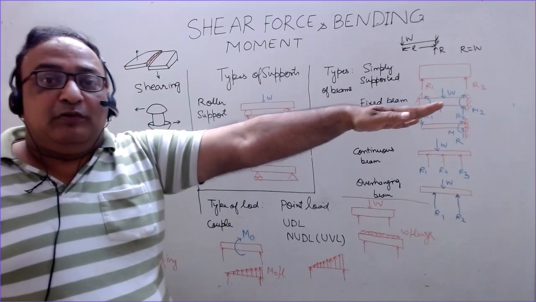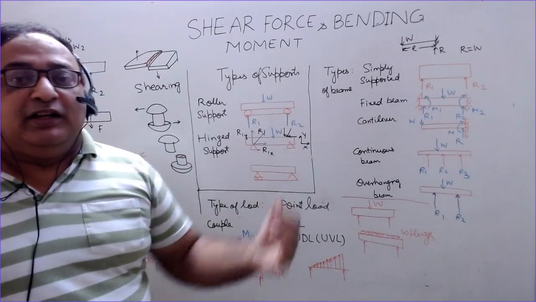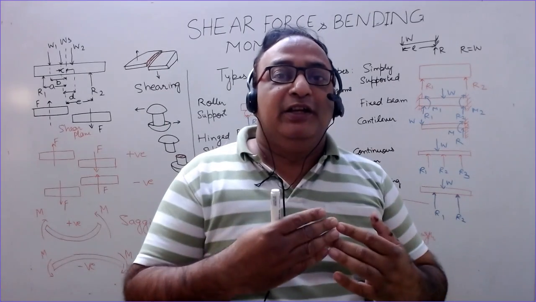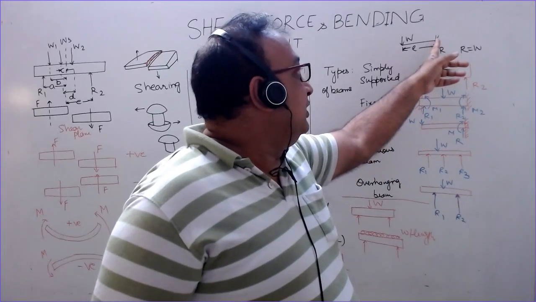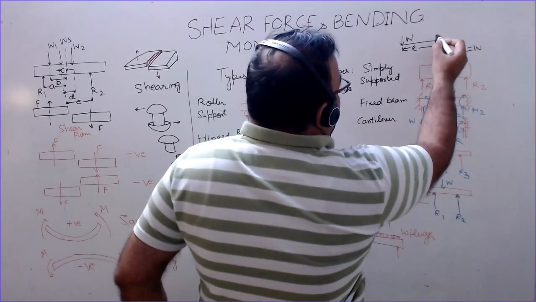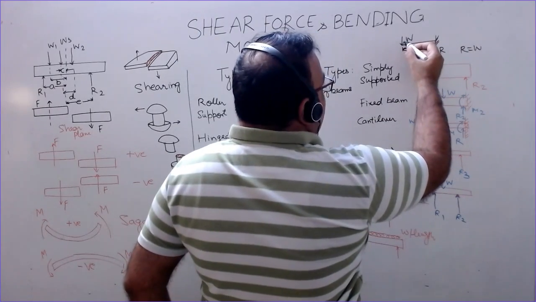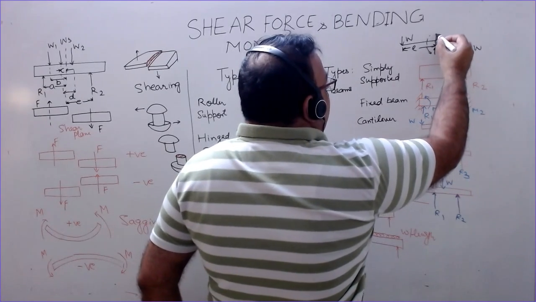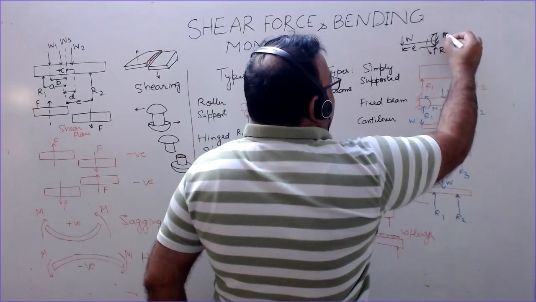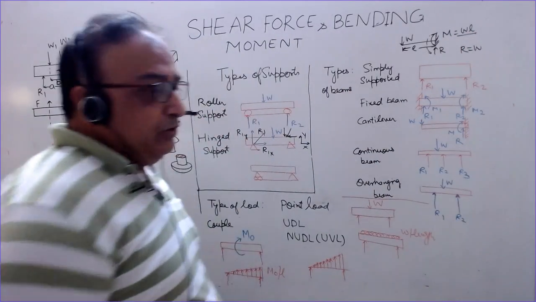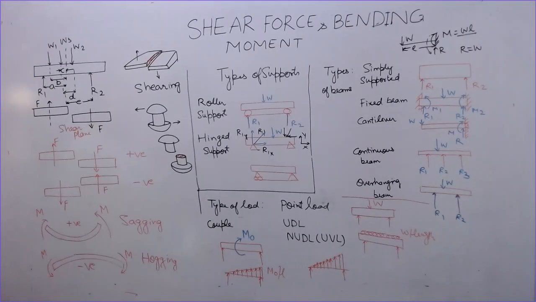Now to balance this moment, a moment which is called the fixing moment acts naturally at the point where it has been fixed, in the direction opposite to this. So the fixing moment is opposite to this moment. The moment created by this is in this direction, so naturally a moment acts in the opposite direction. It is called the fixing moment, which is opposite to the moment W into L.